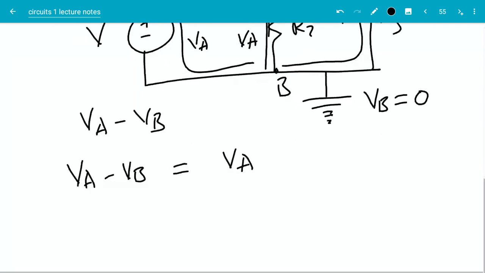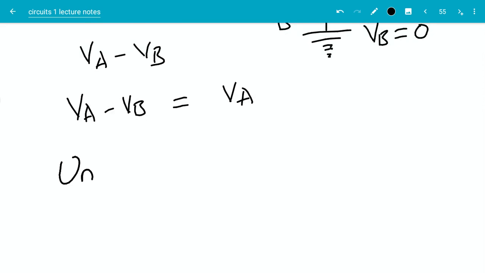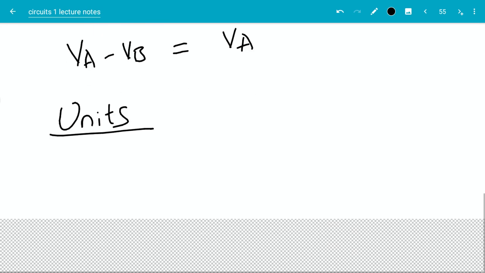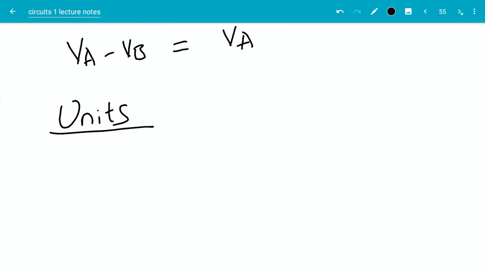Now let's talk about units. I just said the definition of potential difference is work done per charge. So the unit should be joules, which is work done, per coulomb, which is charge. That will be the unit for volts.